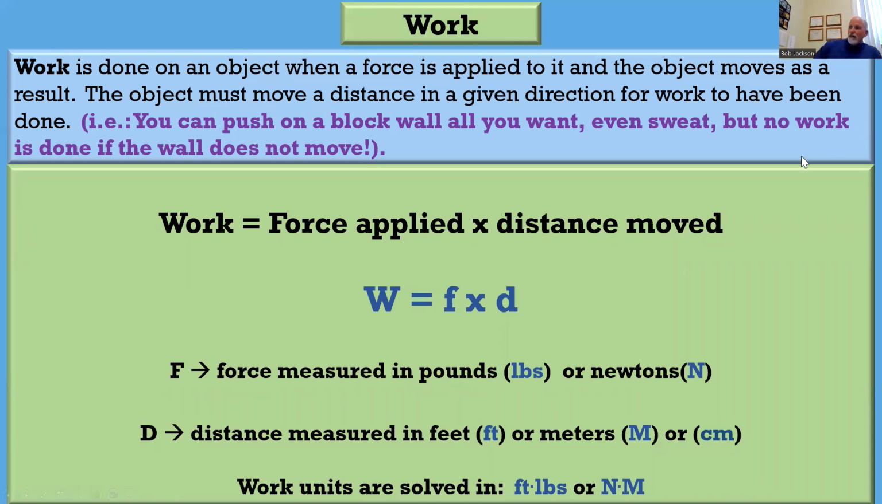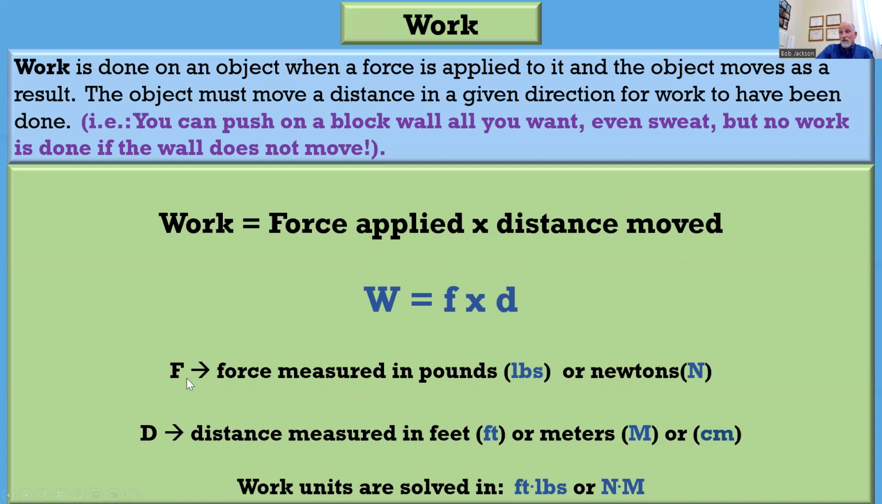Okay, so work, technically, is a force applied relative to the distance it moves. You apply a force and it's going to move. If it doesn't move, and that's zero, then you've done zero work. So distance moved is zero, you take force times zero, it's zero. So work is W equals F times D, where F is force and D is distance.